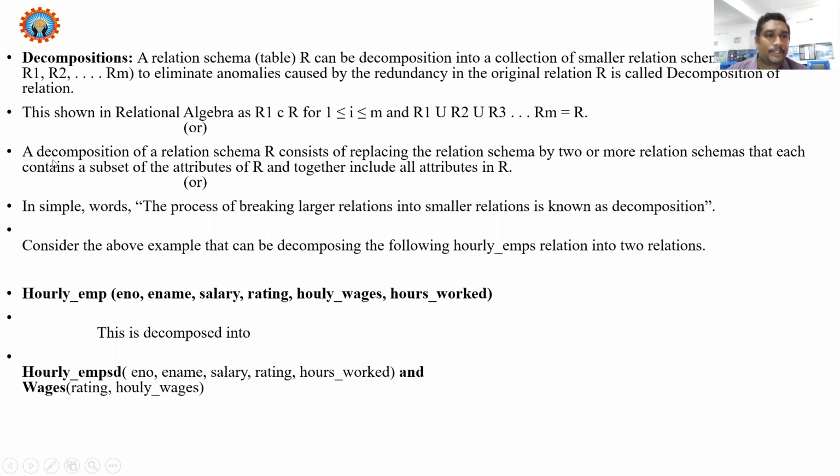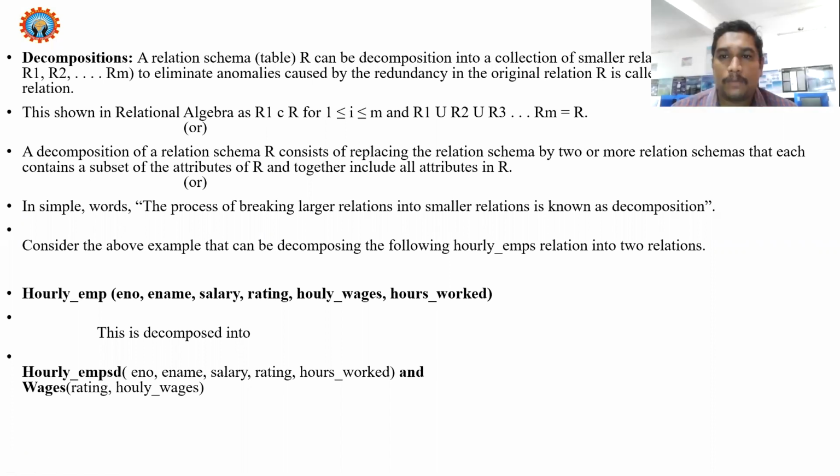This is another definition called a decomposition of a relation schema R. It consists of replacing the relation schema by two or more relation schemas. Each contains a subset of attributes of R, and together they include all attributes in R. This is the definition. So now we are saying that a decomposition of a relation schema R, that is, R is a relation.